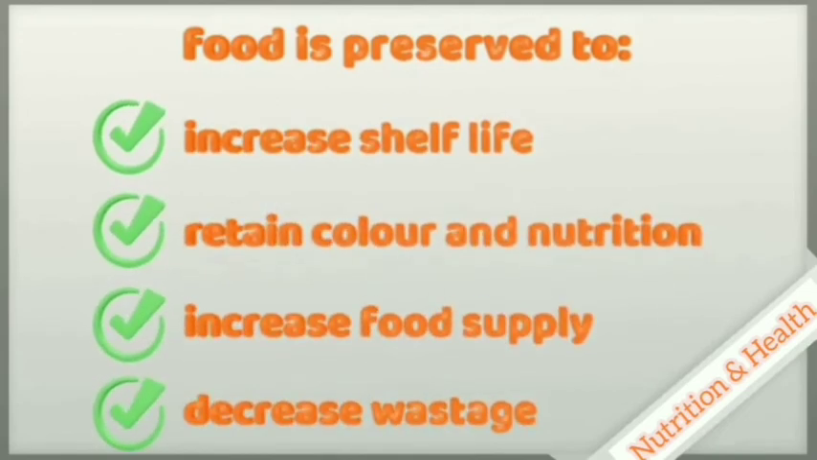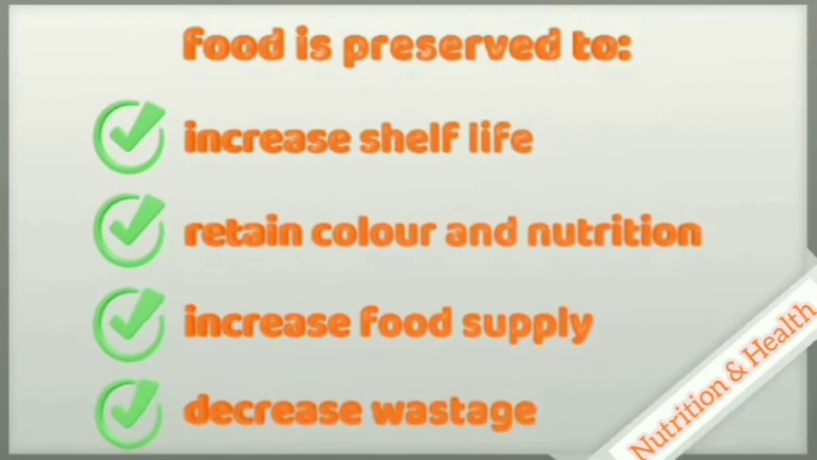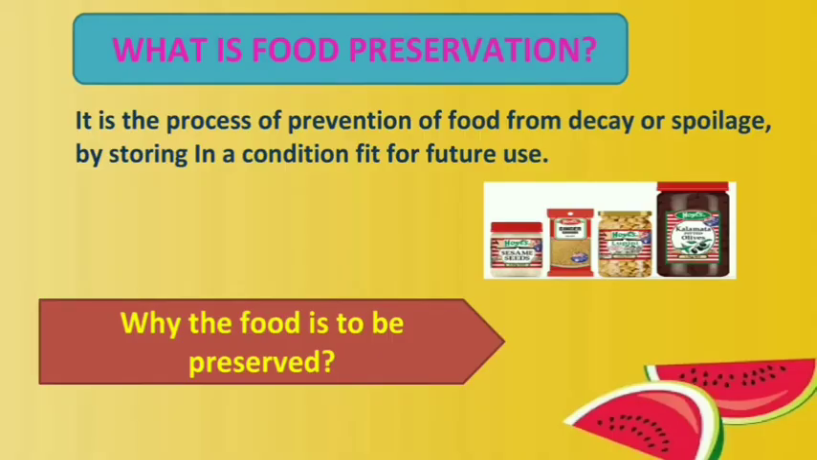To retain the color, the texture, the taste, the flavor, and the nutritive value of the food. Due to contamination, the color and the taste of the food may get changed. And also, it prevents microbial contamination and kills pathogens. It also minimizes food spoilage and food poisoning.